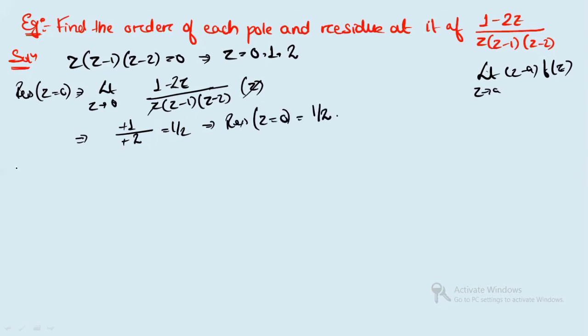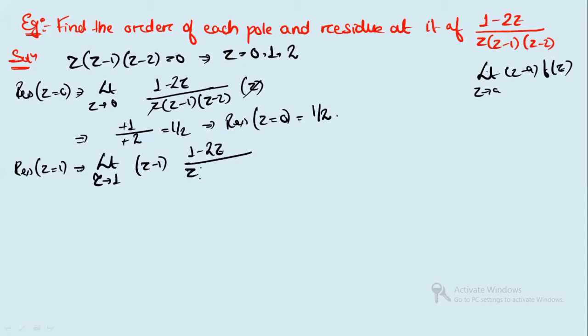All right. Next you will do the residue for z equals 1. The same thing, limit z tends to 1. You will have here z minus 1. The function is (1 - 2z) / (z(z - 1)(z - 2)). So z minus 1, z minus 1 will get cancelled. And finally, if z tends to 1, if this becomes 1, it will give you what?